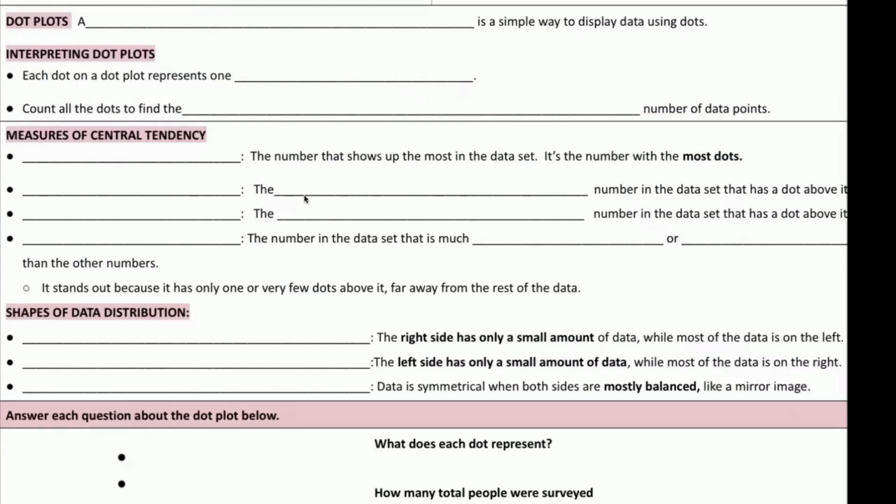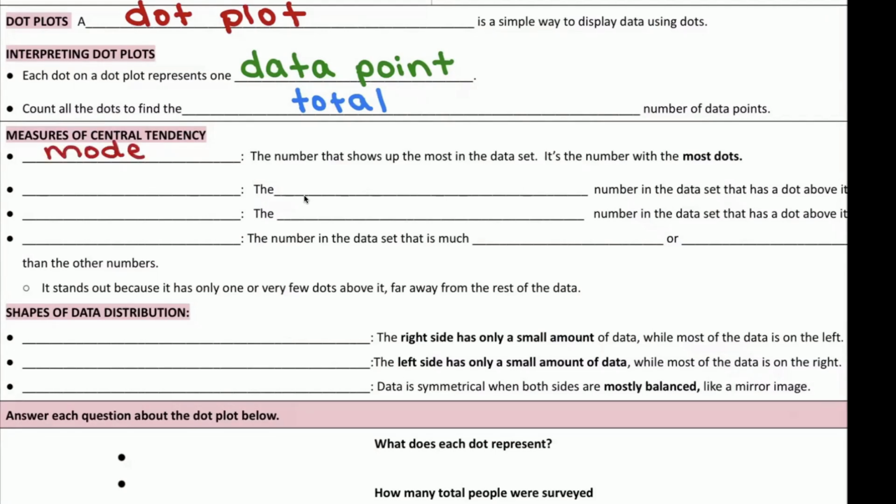First note for dot plots: a dot plot is a simple way to display data using dots, and you can see a dot plot at the bottom of this page. Each dot on a dot plot represents one data point. We can count all of the dots to find the total number of data points.